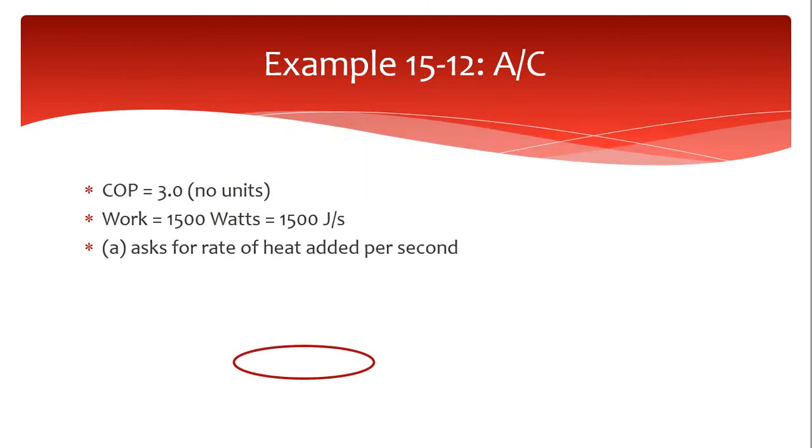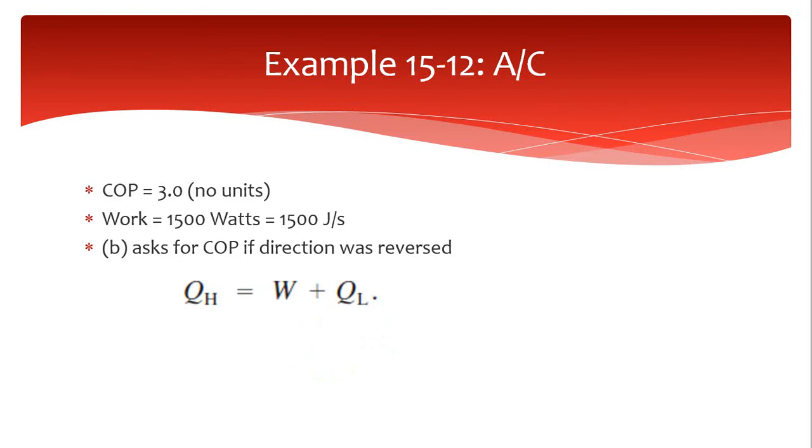Okay. Well, this is a relatively straightforward problem. The formula for heat added is your coefficient of performance times your amount of work. So in this case, it's 3 times 1500, which results in 4500 joules per second. Joules of heat, rather.